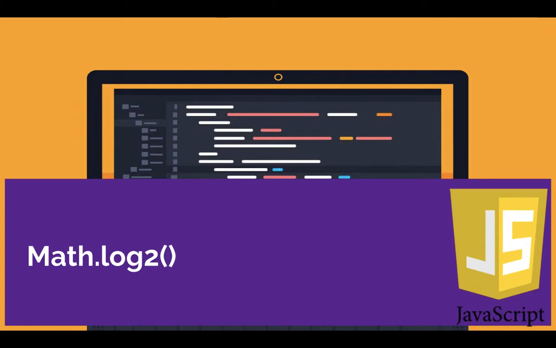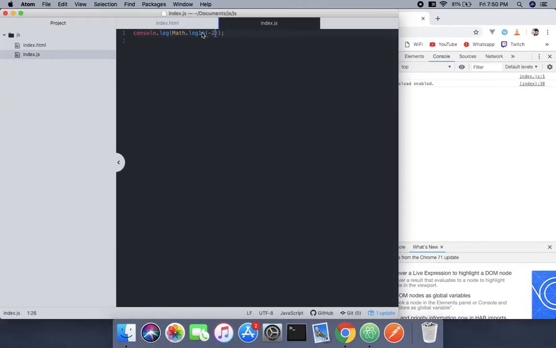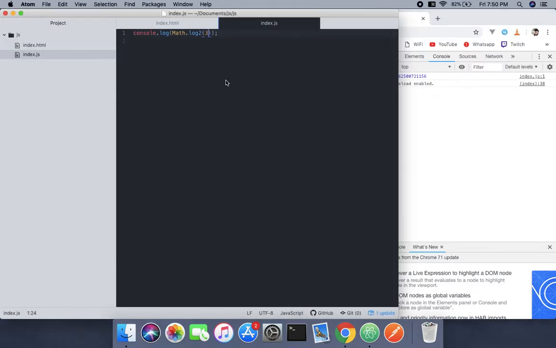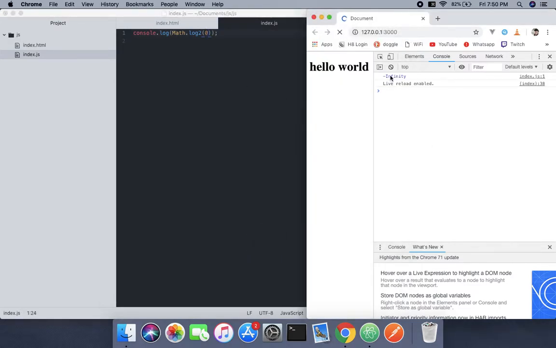So now what we're gonna do is Math.log2 and pass something like 3. It will give you 1.58 something. If you put 2, it will give you 1, because the base of the log and the number of the log are equal, it will be 1. I think that's the math, I guess. And if you put 0, it will give you minus infinity.